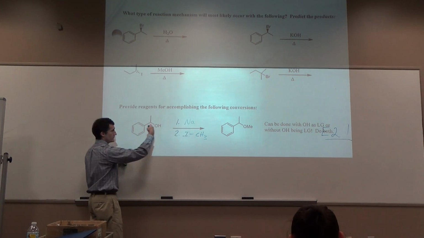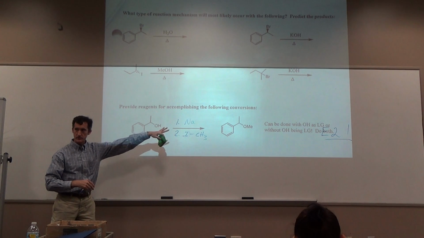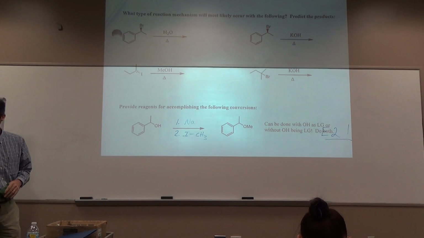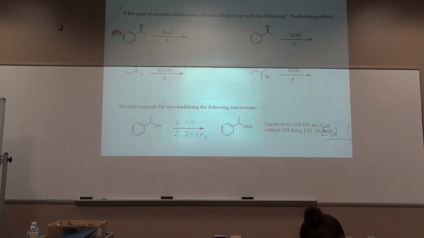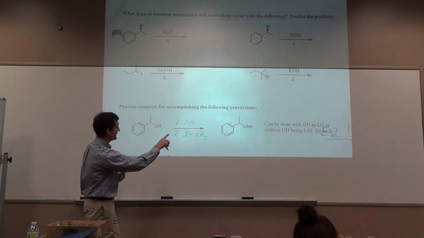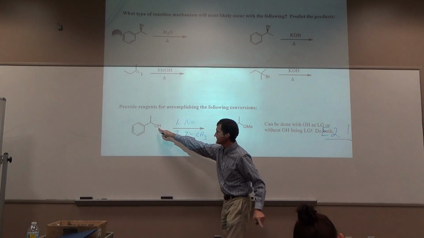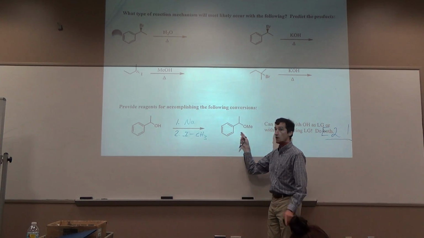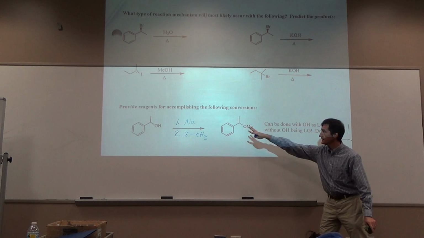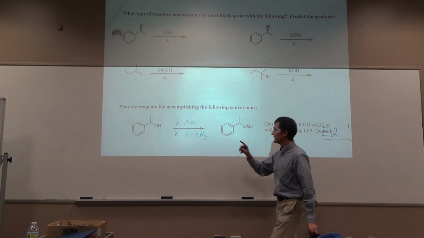What do you call this sequence when you turn the alcohol into the ether? Named after an English chemist. Williamson ether synthesis. Okay, so there's the Williamson ether synthesis. There's another way to do it. That was with the oxygen. Was the oxygen the leaving group here? No, we put something on the oxygen. It can be done with OH as a leaving group or without. That's without. How do we do it with OH being a leaving group?